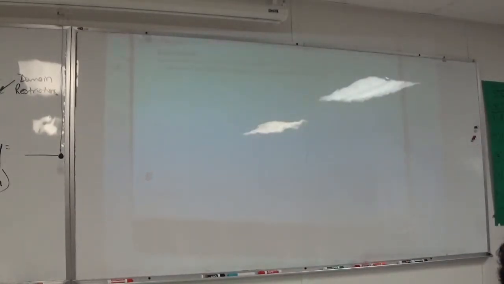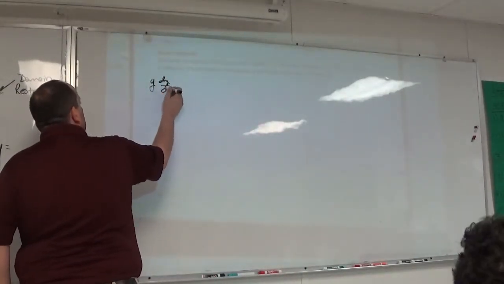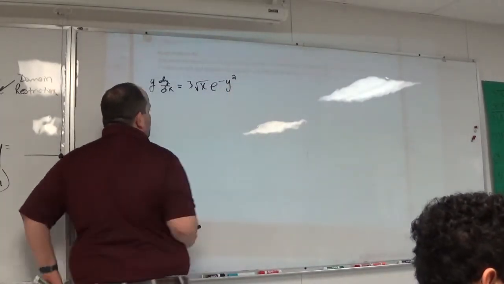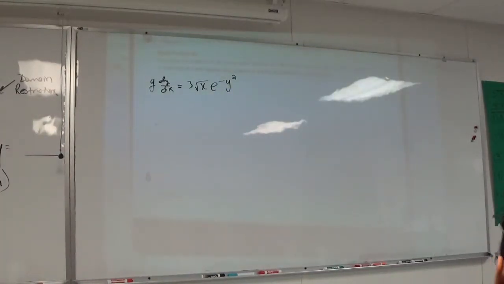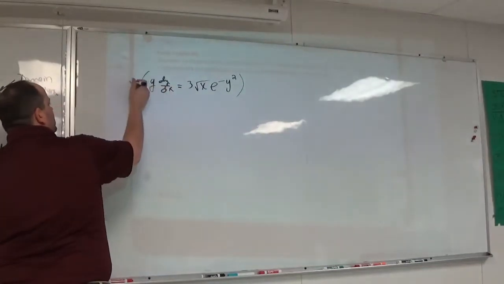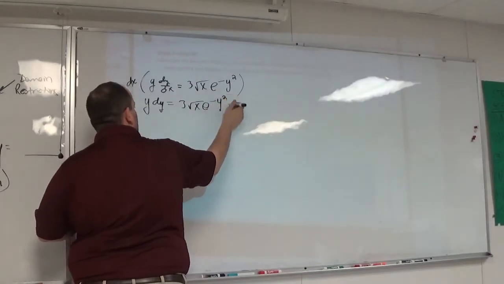Determine the equation of the curve which satisfies the differential equation y dy/dx equals 3 square root of x e to the negative y squared. Move the y before the dx. Okay, we've got about 6 folks that have already successfully separated the variables. Good choice. Multiply by dx. y dy equals 3 square roots of x, e to the negative y squared dx. I know this is ugly.